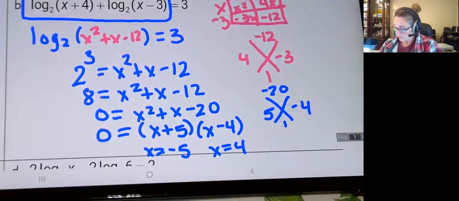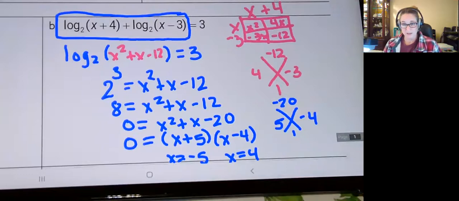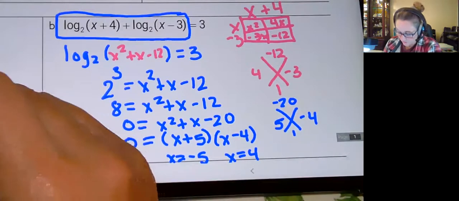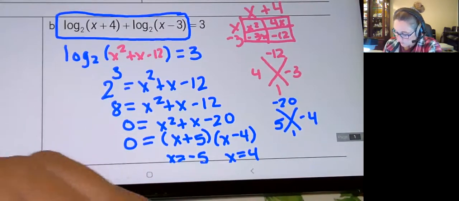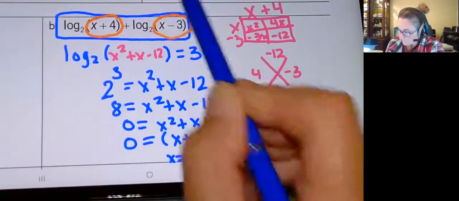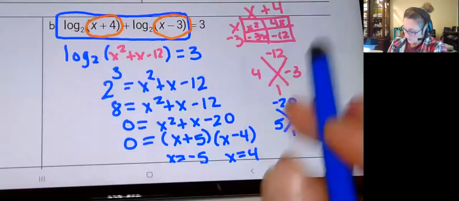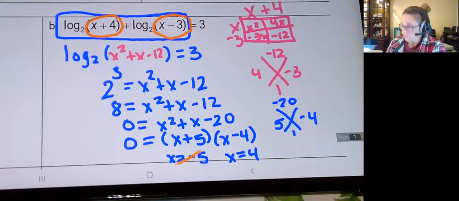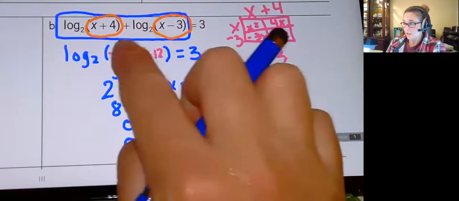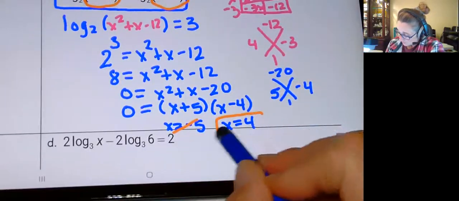Now with logarithms, you have to be careful because you can never take log of 0 or a negative. It has to always be a positive value. So you always want to come and check in your original logs up here. If I put negative 5 in here, it's going to make this negative. That can't be an answer then. No. If I put this 4 in here, it makes both of these positive. So that means this is going to be an answer.